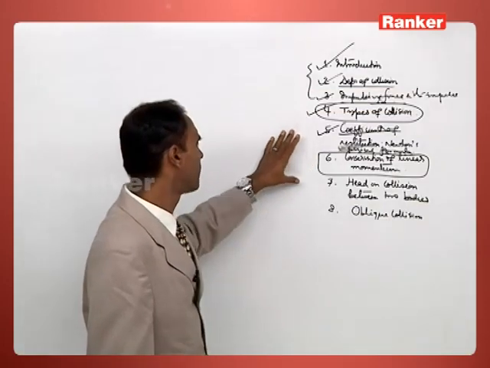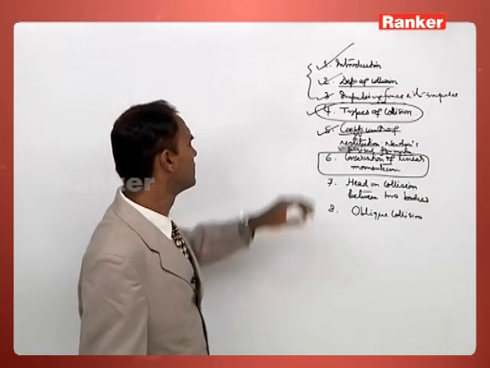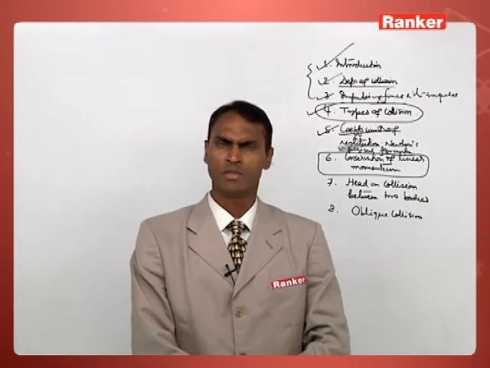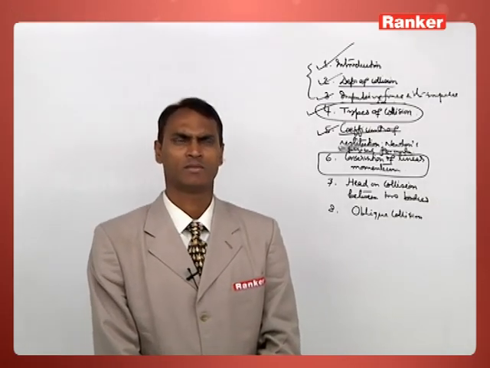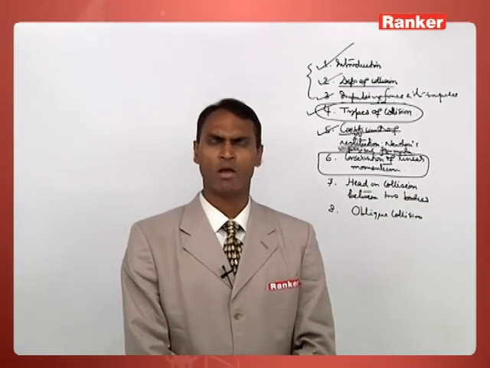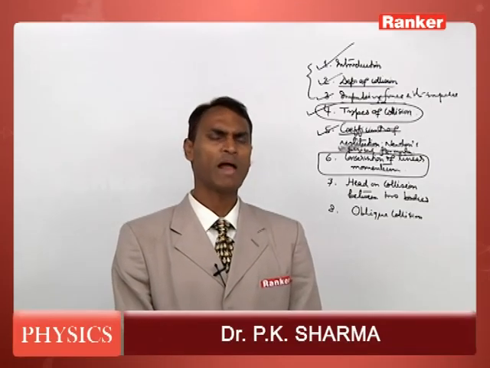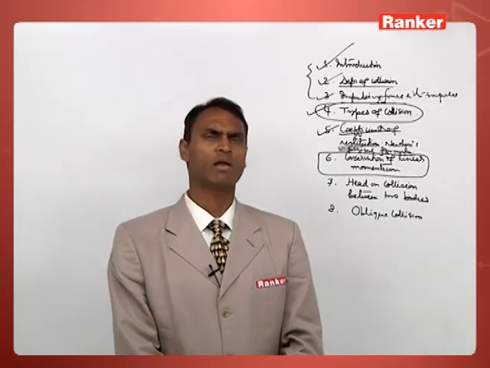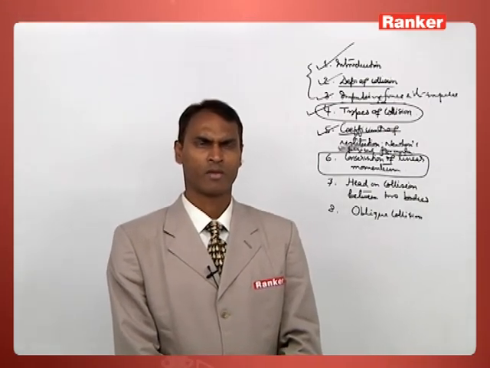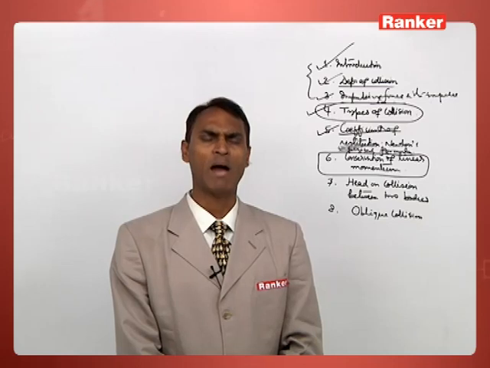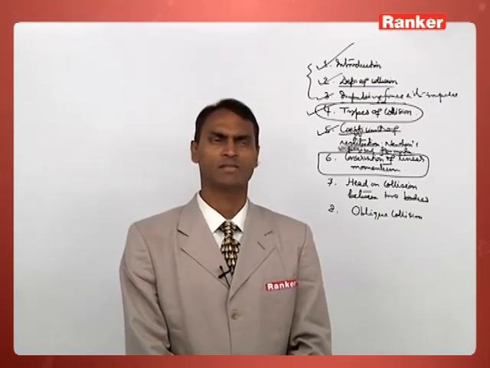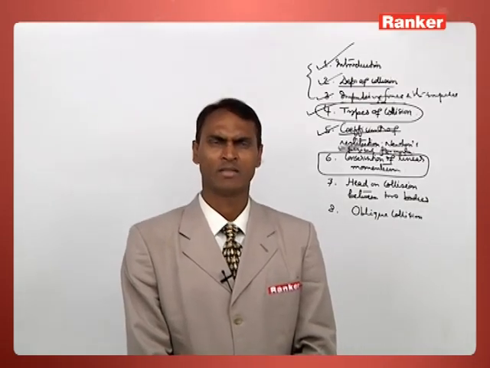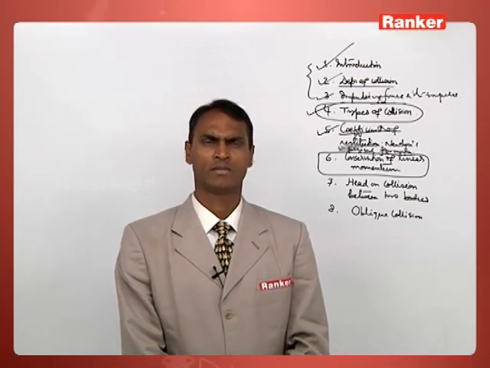Last session, we talked about the coefficient of restitution, which physically signifies what fraction of the initial relative velocity between the colliding bodies along the line of motion, the line of impact, the line of action, is restituted back, is regained, is restored.